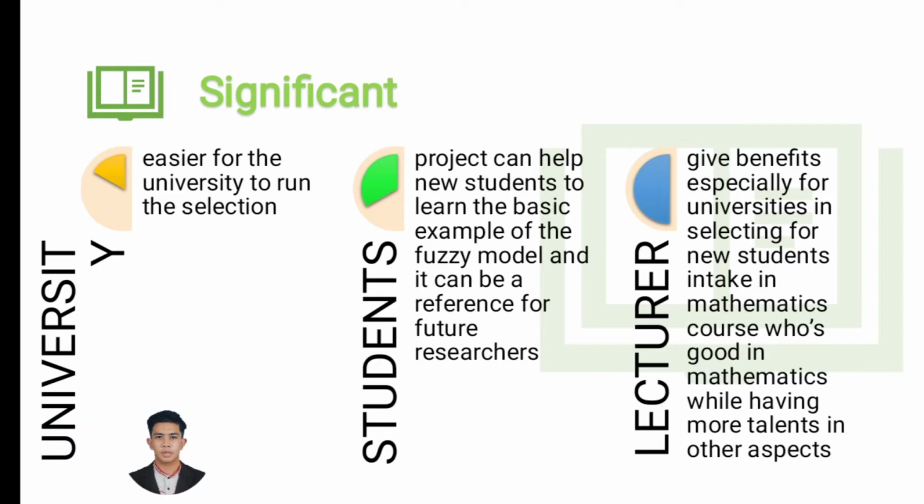Significance of the study. The first is for the university, to make it easier for the university to run the selection. For students, this project can help new students learn a basic example of a fuzzy model, and it can be a reference for future research. It also gives benefit especially to the university in selecting new student intake in the mathematics course, students who are good in mathematics while having more talents in other aspects.